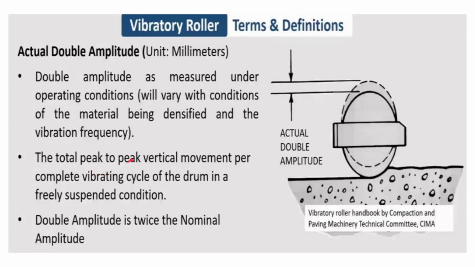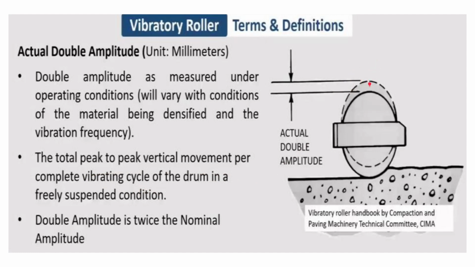So this is total peak to peak vertical movement, that is from normal position to peak above and normal position to peak below. So both from here to here and here to here. So it is the total vertical movement per completed vibrating cycle, this one is the actual double amplitude in freely suspended condition.